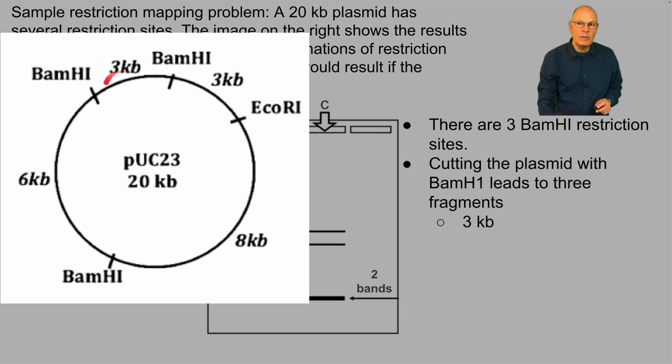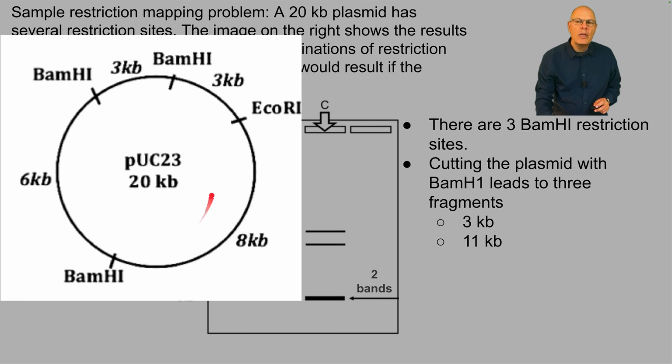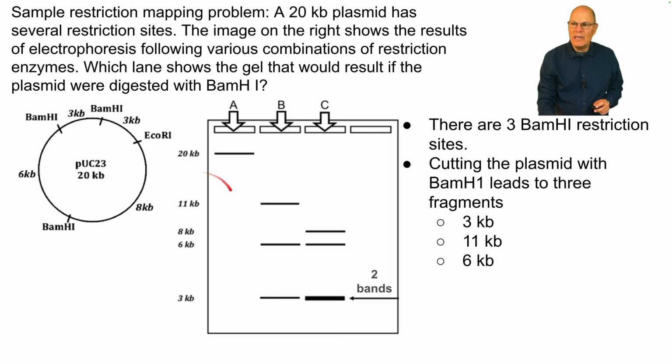The first one would be 3 kilobases in size. The second one would be 11 kilobases in size. How did I do that? 3 kilobases plus 8 equals 11, and the last one is 6 kilobases in size. And what that means is that you'd have to look over here at the gel, and you'd see, oh, this fragment is 11 kilobases, this fragment is 6 kilobases, and this one is 3.